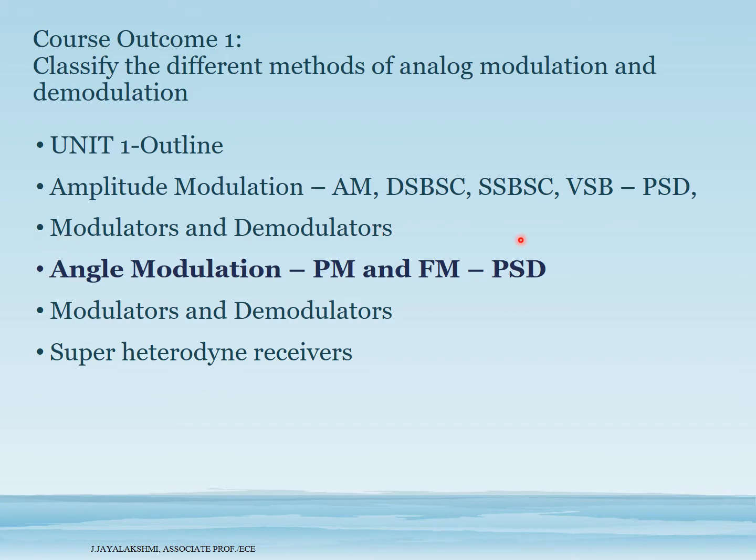And in today's session we will see the next type of modulation called angle modulation, which is further classified into two: one is phase modulation and the other is frequency modulation, and also their power spectral density. In continuation to this, we will see the FM modulators as well as demodulators in the next few lecture videos. And the last topic to be discussed in this first unit is the superheterodyne receiver.